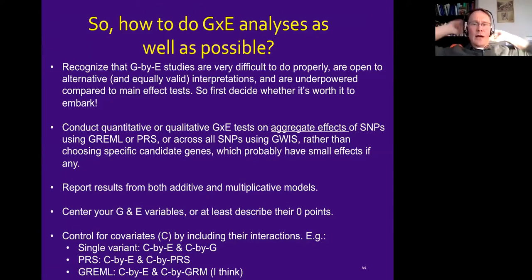There are a lot of candidate gene by environment interaction studies. I've been a critic of those. Probably preaching to the choir with this audience, but I would stay away from choosing particular candidates. Rather, maybe look at the aggregate effects of SNPs using GRML or PRS, or maybe do it across all the SNPs using a GWAS.